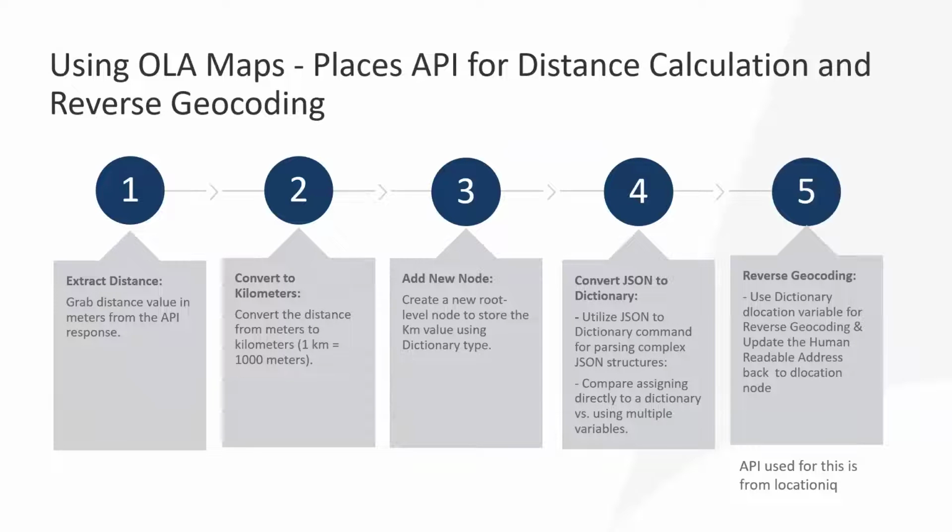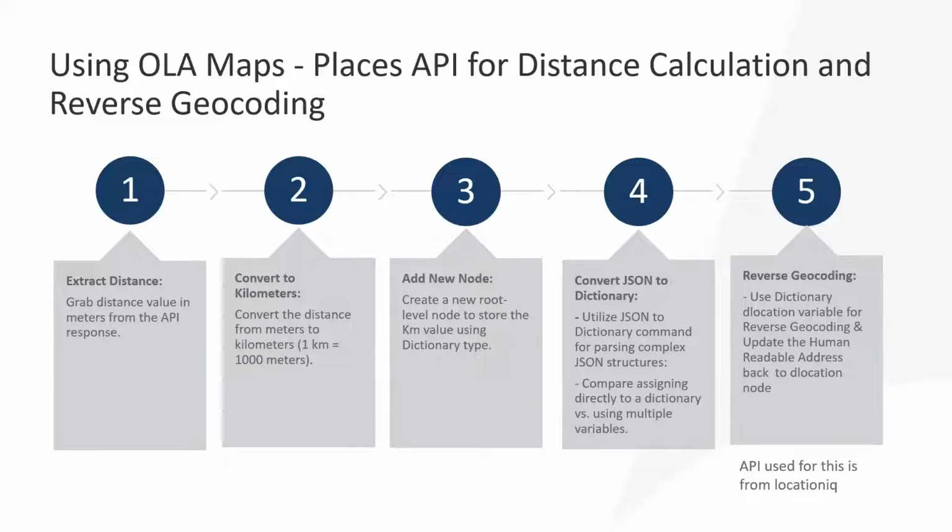Now we'll go to the second use case. This is a very interesting one where you are using the Ola Maps Places API, calculating the distance, and then using reverse geocoding. In the starting, I was talking about how you will fetch the latitude and longitude details of a place and then pass the details to a Location IQ API to get the human readable address of that place.